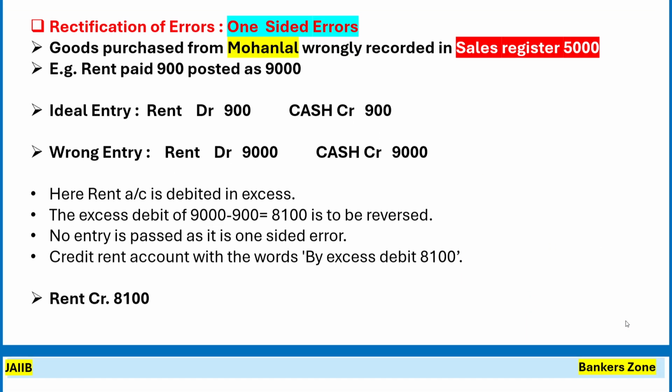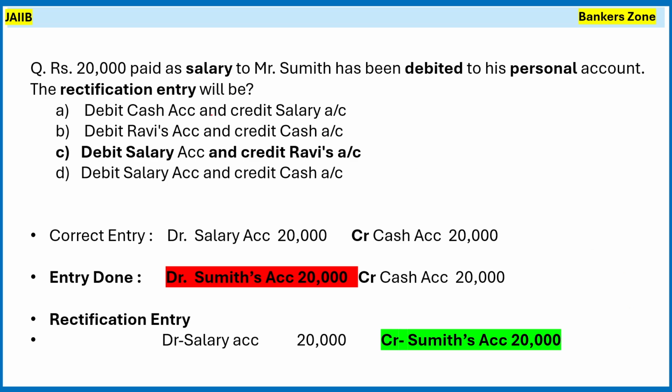Okay. Now see, 20,000 is paid as a salary to Mr. Sumit and which has been debited to his personal account. What will be the rectification entry? See what is happening here. Very simple. Salary is paid to Sumit, so the company should debit the salary account, not Sumit's account. But here Sumit's account has been debited. First mistake, right?